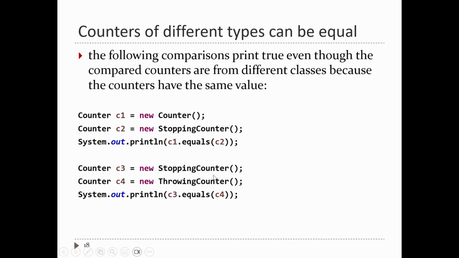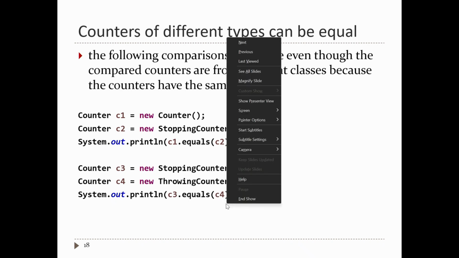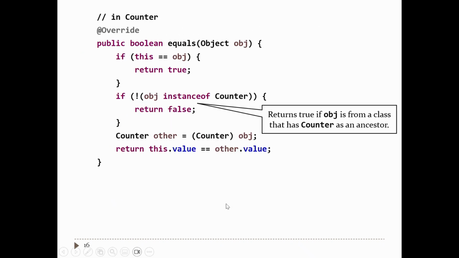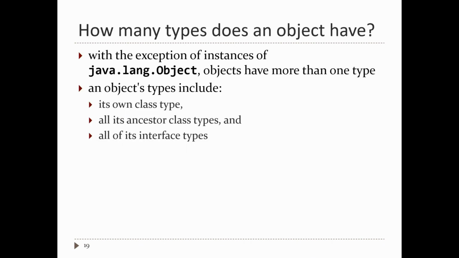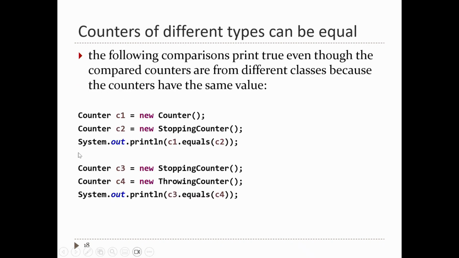And if we have a StoppingCounter and a ThrowingCounter, C3 equals C4. The only thing that matters is the type of C4 here. So C4 is a ThrowingCounter. Is a ThrowingCounter an instance of Counter? Well, ThrowingCounter is a subclass of Counter, so that's true. So again, jump down to here, compare their two values, and if the values are the same, they're equal. So using instanceof, you now have a version of equals that works in an inheritance hierarchy.